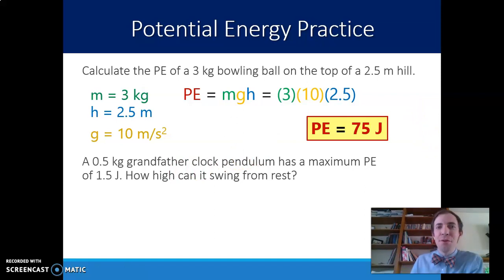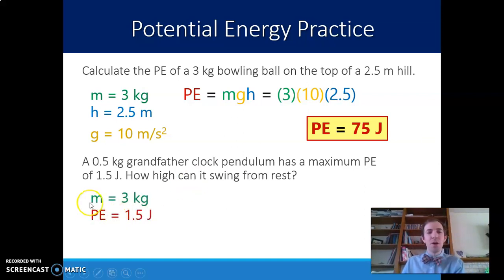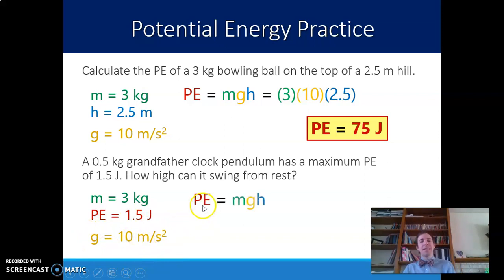All right, if we look through this answer, now that you've had an opportunity to try it on your own, we know that the mass is 3 kilograms. We know that the potential energy is 1.5 joules. And again, we're going to assume it's on Earth, so gravity is 10 meters per second squared. Now, potential energy is mass times gravity times height. But if I wanted to calculate for h here, I could do that, just rearrange to say height is potential energy divided by mass times gravity.